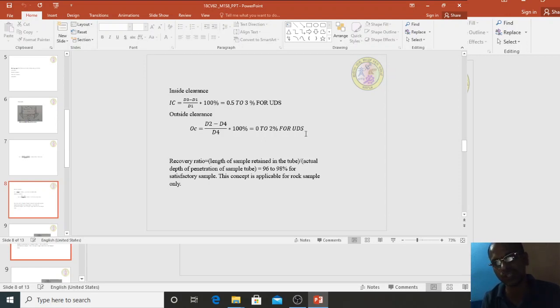If we want to call a sample a UDS sample, the recovery ratio should be 96 to 98, that means almost 100%. If a 60 centimeter tube has been used, all 60 centimeter length of the tube sample should be collected. Then the recovery ratio is 100. If it is 1 or 2% less, the recovery ratio is 98%. With a recovery ratio of 98%, we can say it is a satisfactory sample collection, and that is an undisturbed sample.